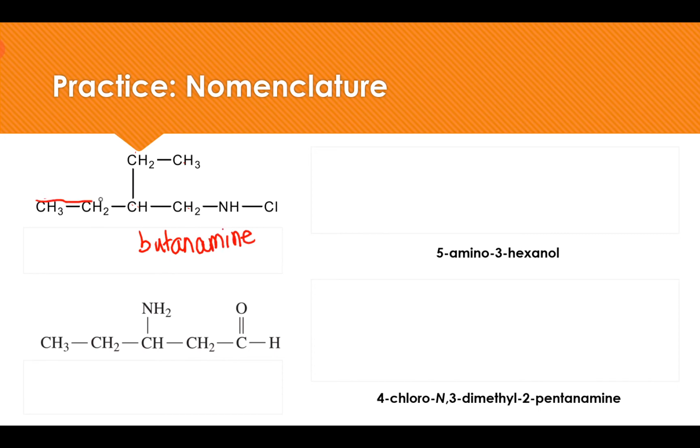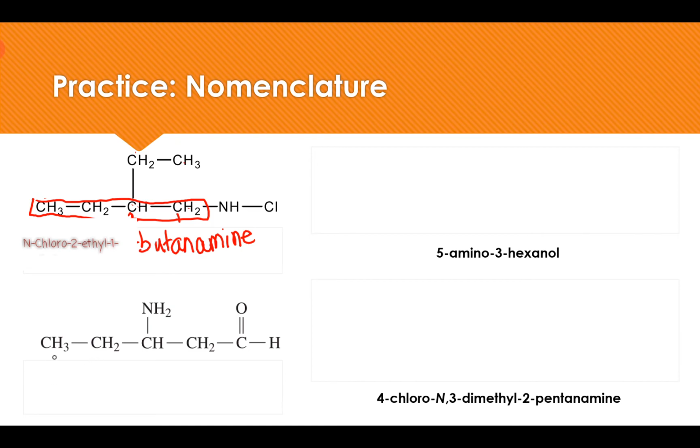Let's go ahead and identify this direction as our parent chain. And then we're going to call that number 1 and that's going to be number 2. Off of the second carbon, we have an ethyl group. And so we've got to remember to put a 1 there for butanamine. And that's a 2-ethyl. So it's 2-ethyl, 1-butanamine.